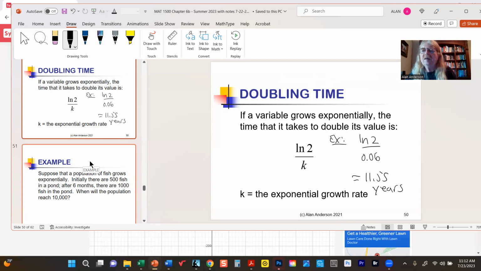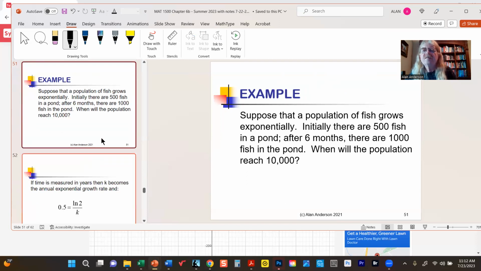Or how about this one, a population example? You've got fish in your local lake where you go fishing, and initially there's 500 fish in the pond. And we discover that 6 months later there's 1,000. When will the population reach 10,000? So this time we're not being given the growth rate. Instead, what we're being given is the value of the population at 2 different points in time. So what are we supposed to do about that?